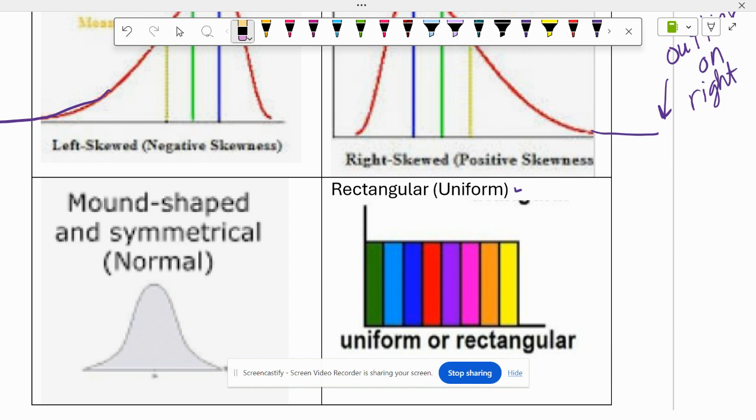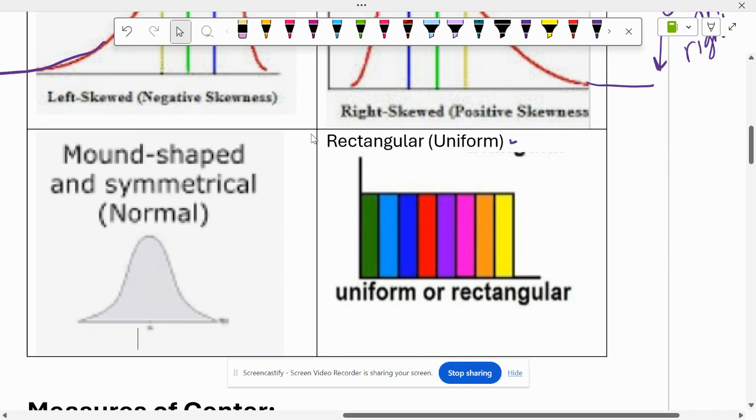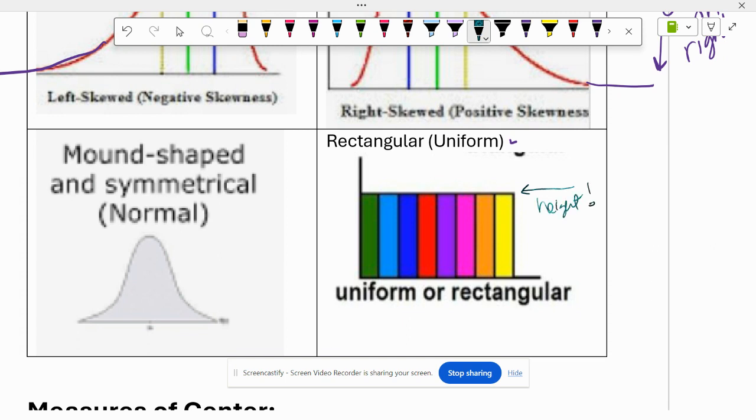And then the one on the right has a rectangular shape and it's uniform because they all have about the same height. Do you guys see that? They don't have to be 100% right there, but they're all pretty close to being right at the same height. And it still makes that rectangular kind of boxy shape. So those are some of the ways that we describe the shape.